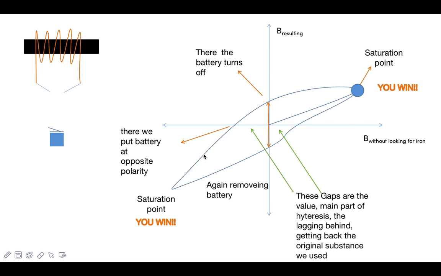So again, you put the battery in the right direction, and it will go up to the same saturation position, whether you get 100% of a magnet or 10% of a magnet. It is obvious you cannot change the magnetization back into a normal piece of metal ever again. You cannot remove the magnetic effects. So these gaps are the main part of hysteresis, the lagging behind, not getting back to the original substance we used, like a pure metal, but it's now polluted with magnetic fields.